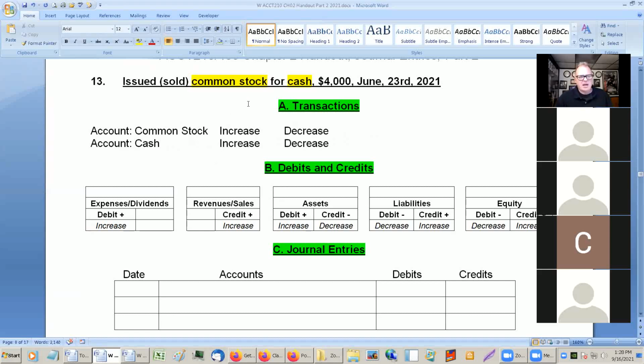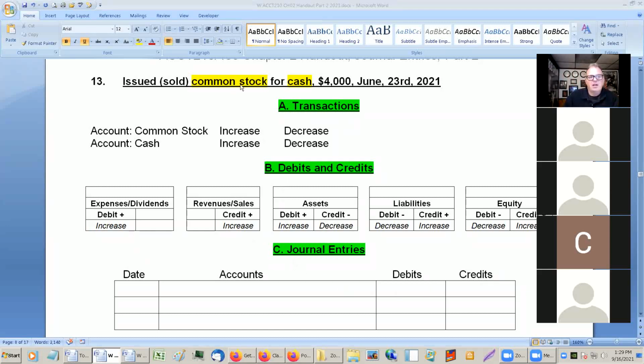Okay, so common stock and cash. This is a tricky one. So we sold stock to somebody. Someone says, hey, I want to invest in the company. You say, sure, we'll sell you some stock, and we say, for $4,000. So if we sold it, does that mean that they gave us the money for the common stock? They gave us the money. So would that mean that our cash went up? Yes.